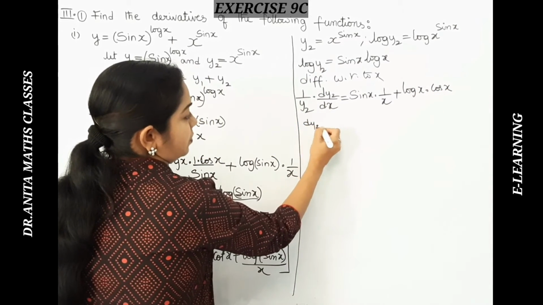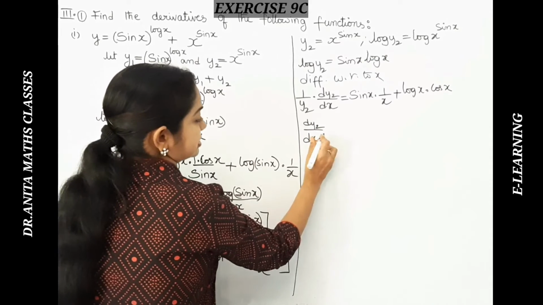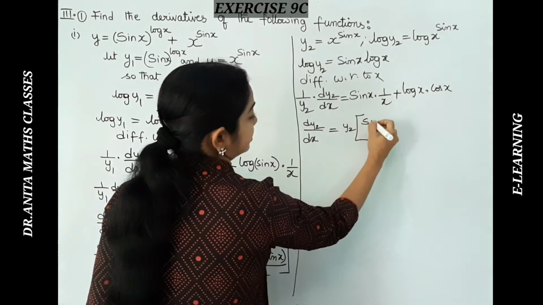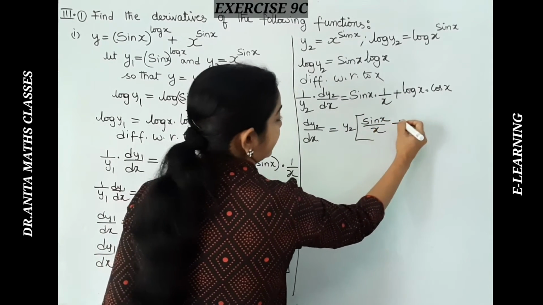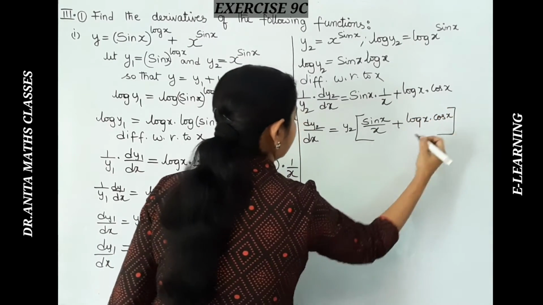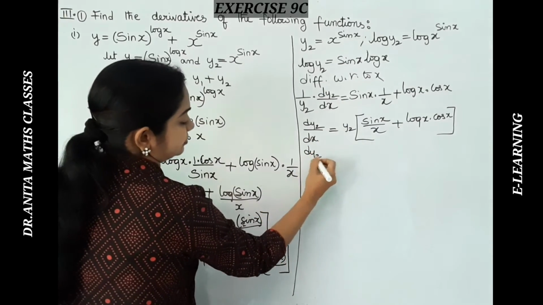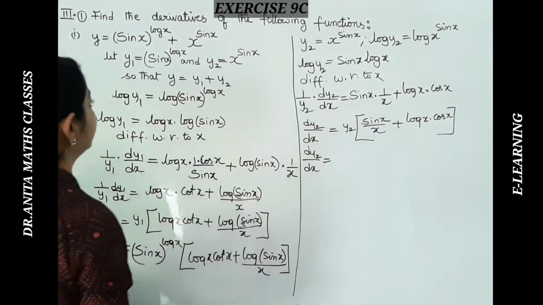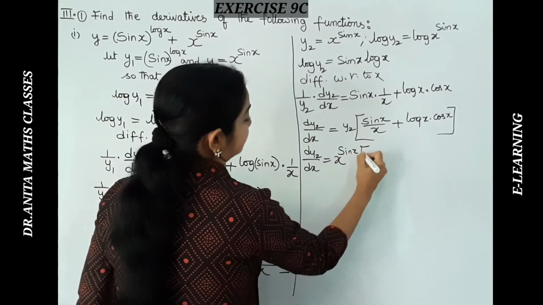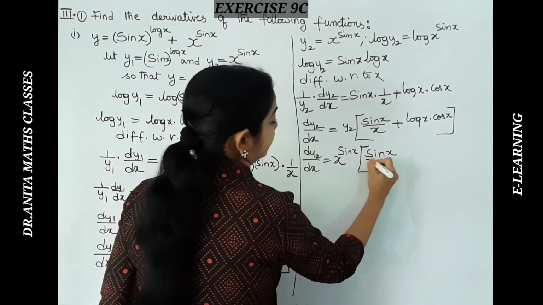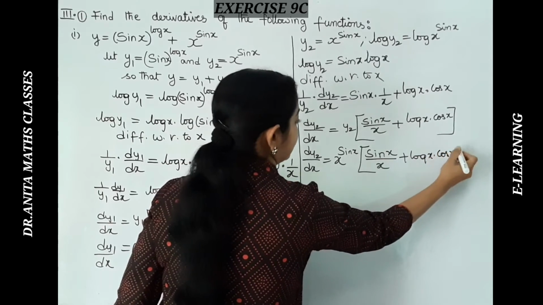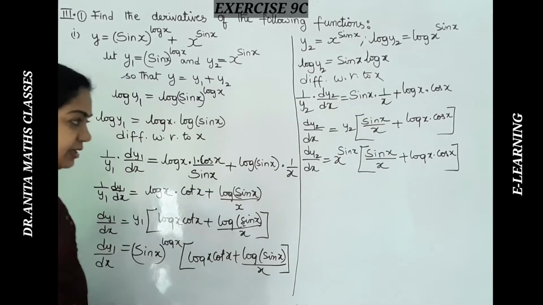Now in a similar way for y2, dy2 by dx, I'll shift this y2 to the other side and we will simplify here. There is nothing to simplify here. Sin x by x plus log x into cos x. Here, what is y2? dy2 by dx is x raised to the power of sin x, this sin x by x plus log x. So here there are no simplifications. We don't need to do the LCMs and all that. You can keep it as it is.